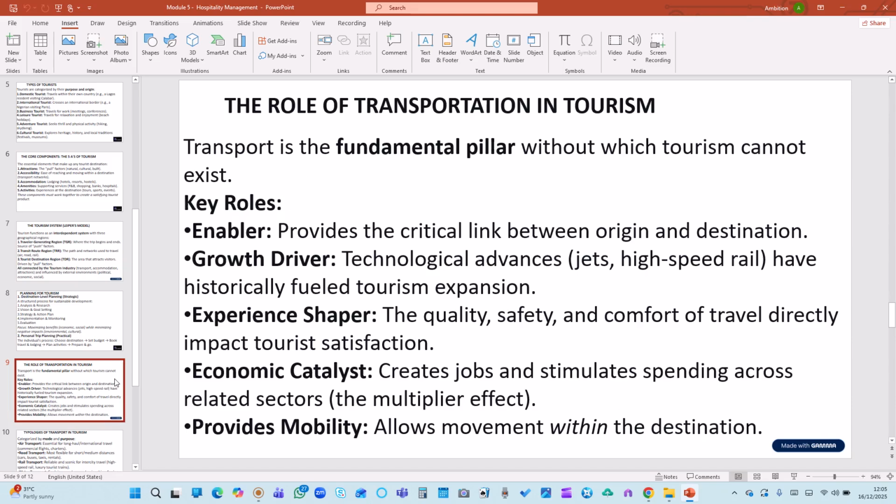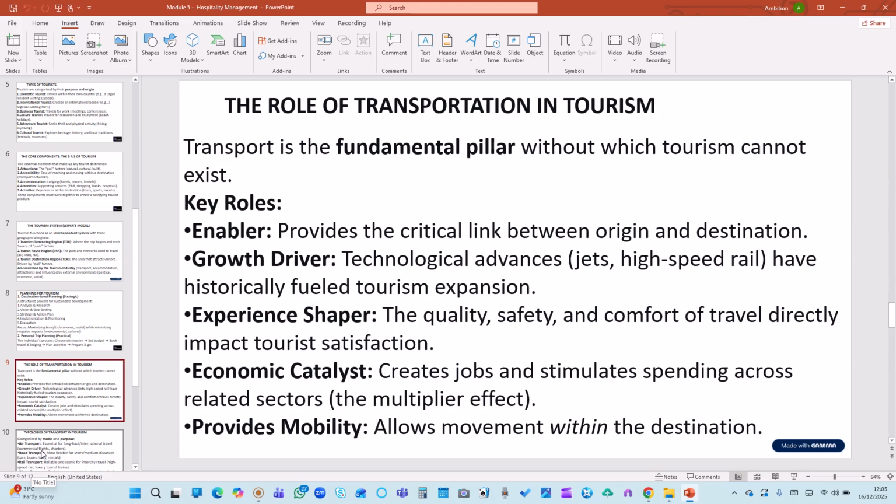Now let us look at the role of transportation in tourism. Just like we said, transport is the fundamental pillar without which tourism cannot exist. The key roles played by transportation in tourism include: enabler. It provides the critical link between the origin and the destination of the world, the tourism. Growth driver. Technological advances have historically fueled tourism's expansion. That is to say that transportation has helped in technological advances.